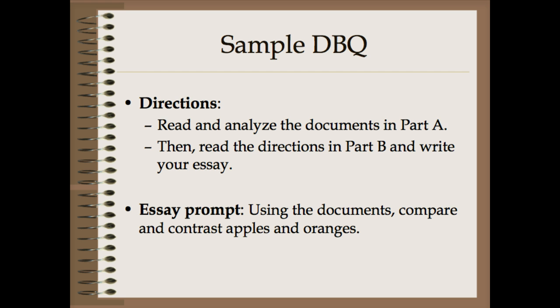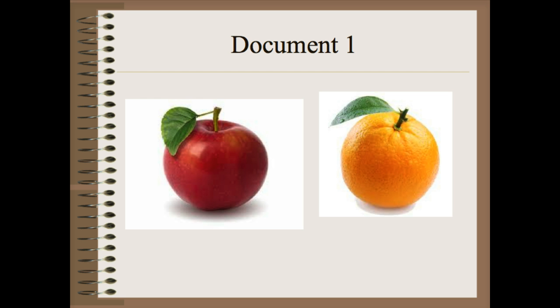This is our evidence. Document 1, an image of both fruits. First of all, you could use this as a similarity to show that they are both fruit. They both have stems, leaves, they're both round, but you could also use this document to show differences in color as well as texture of the skin.